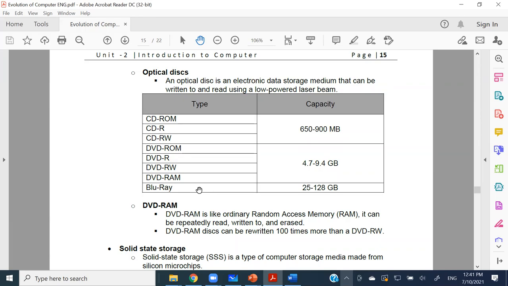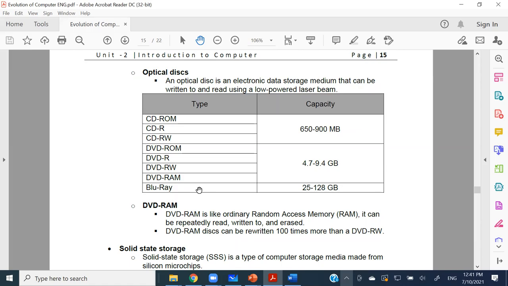Blu-ray has no rewritable versions because it has a huge capacity, like 25 to 128 GB of storage is possible. So you can write it and you can use it. And to use a Blu-ray disc, you need devices which can read Blu-rays, right? Even for DVDs, it goes the same way, right?